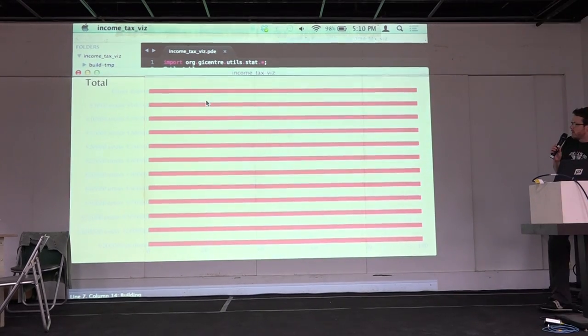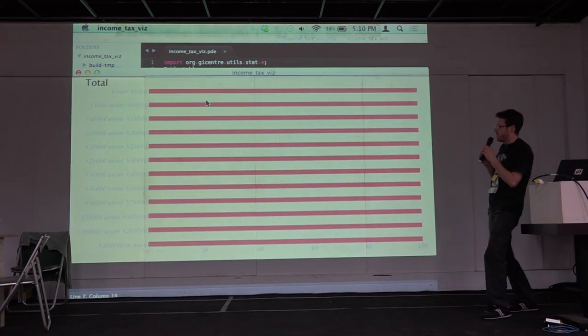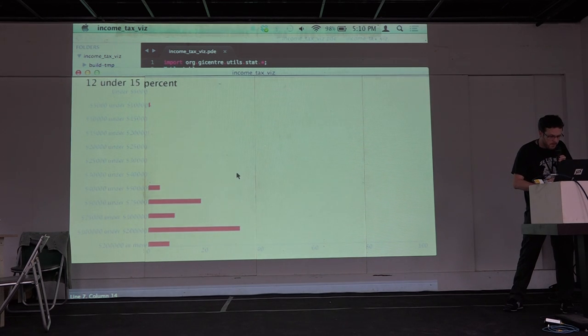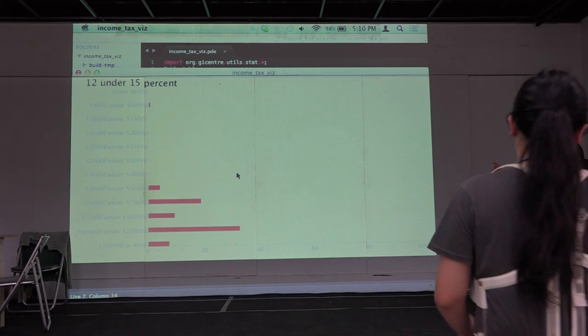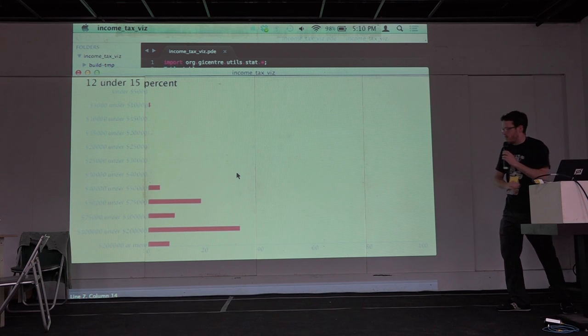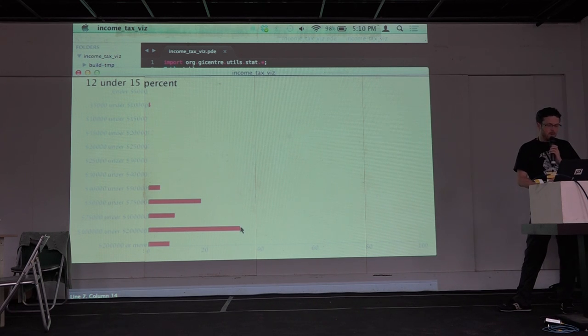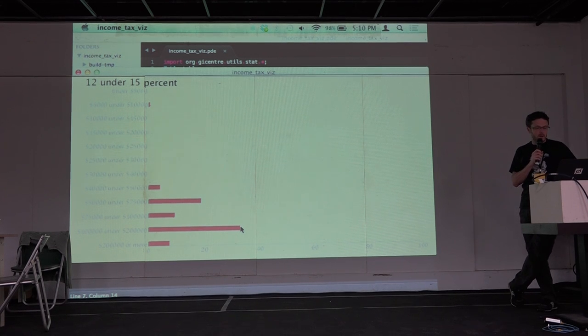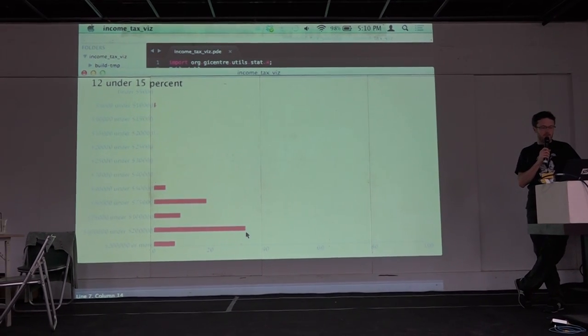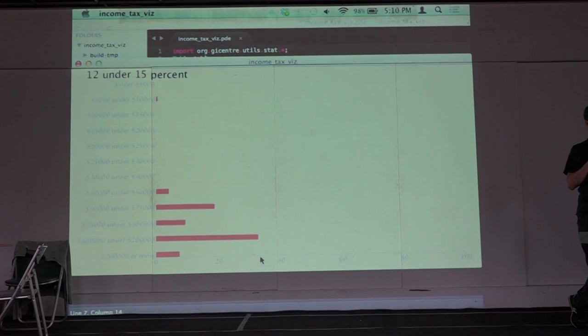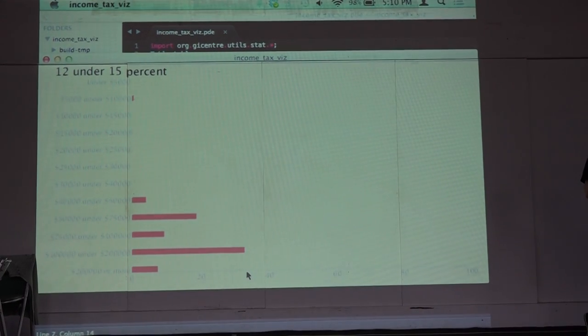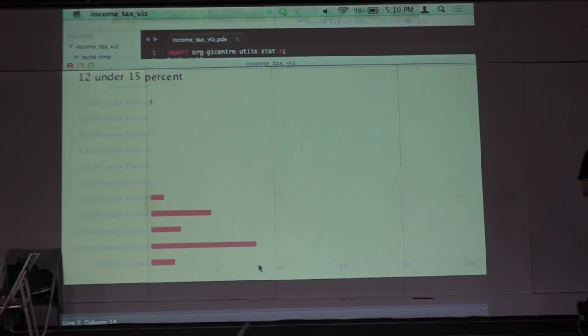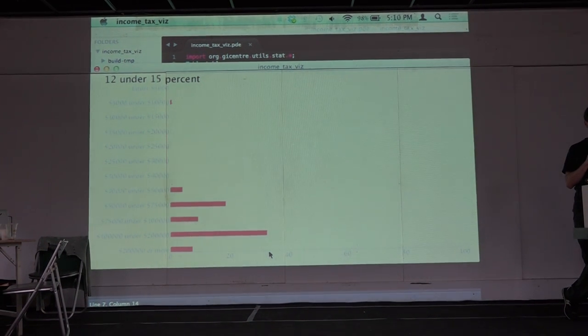So what this is showing you is that this was the interesting find out of all of that data: there are a lot of people who are making between $100,000 and $200,000 a year. There's 35% of those people, which is this part of the axis, who are only paying 12 to 15% of their income in income tax, which is pretty low.